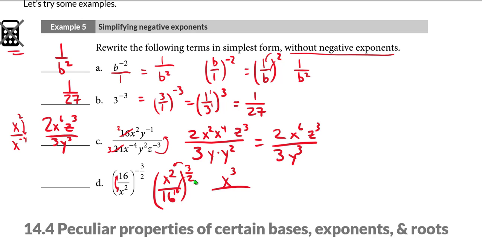And 16 to the 3 halves, how do I want to do that? I want to take the square root of 16 and then cube it. I don't want to have to cube 16 first. So this becomes x cubed over 4 cubed, which is 64. The square root of 16 is 4, and 4 cubed is 64. Again, you should know the cubes of the first few integers. X cubed over 64 is the answer there.